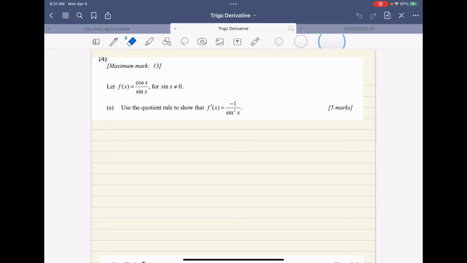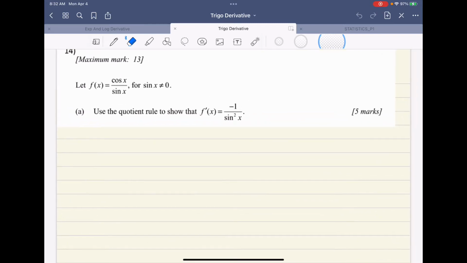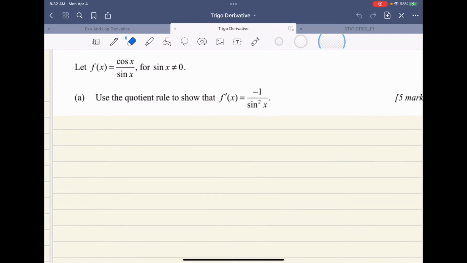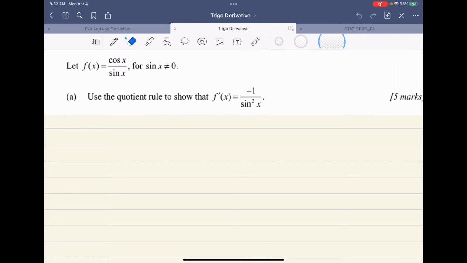Number 14, maximum mark 13. Let f of x equal cos x over sin x, for sin x not equal to 0. Actually, cos x over sin x is considered as cot x, but cot x is not a part of the SL syllabus. So they are asking to find the derivative of cot x indirectly. Here, cos x over sin x, we basically use the quotient rule because the numerator and denominator both contain x.